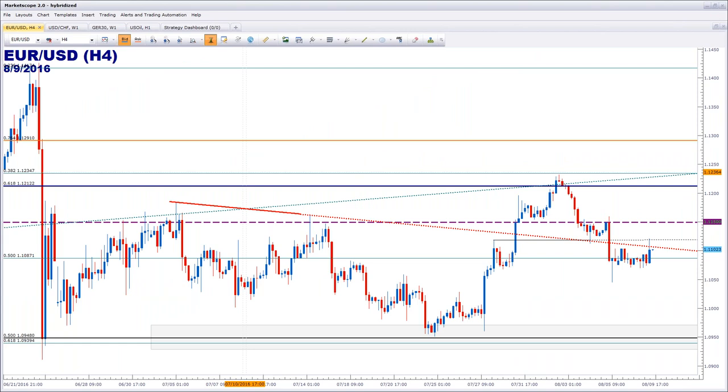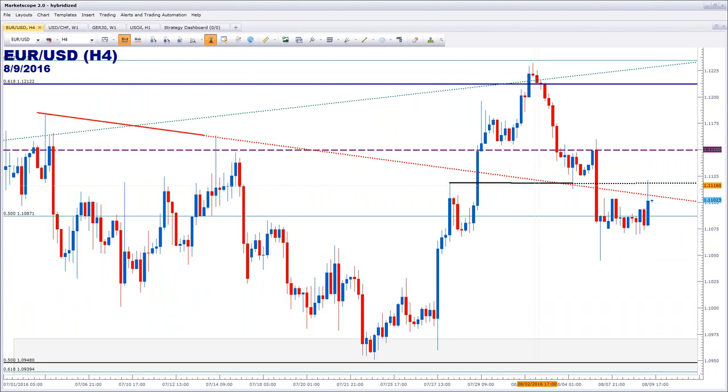Now we go down to the four-hour chart. There we go. You can kind of see what I'm looking at. So this was the level that I was looking at for support going into NFP last week. Of course, that support did not hold. NFP just blew right through that. But now look at what's happening. Now that old support is coming in as potential new resistance.